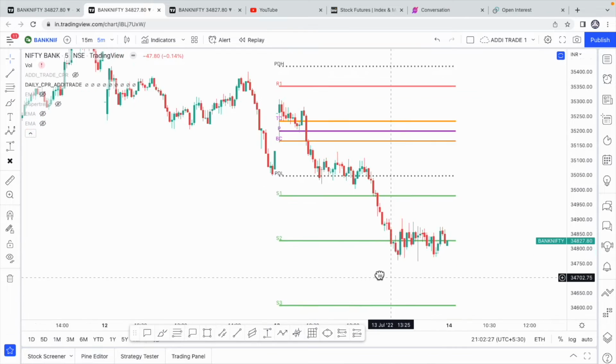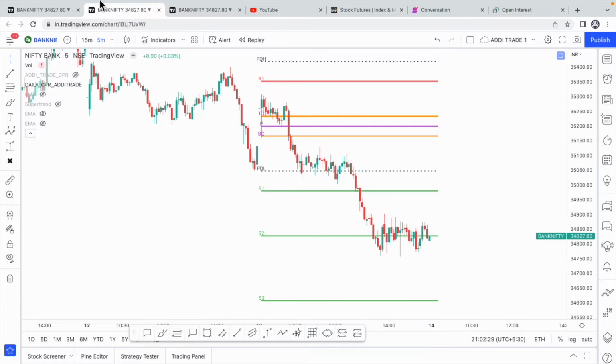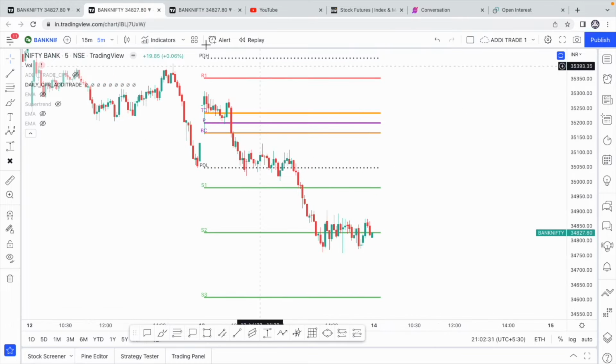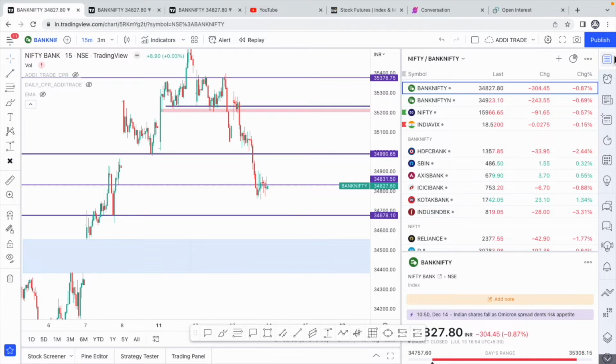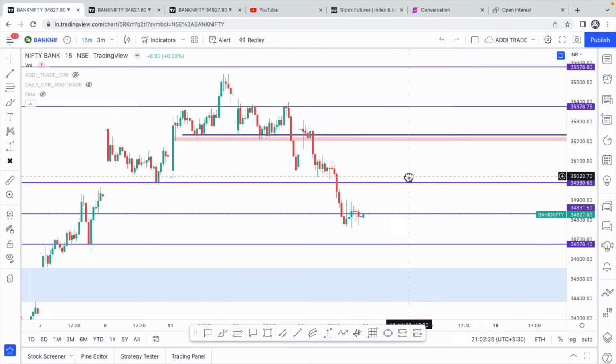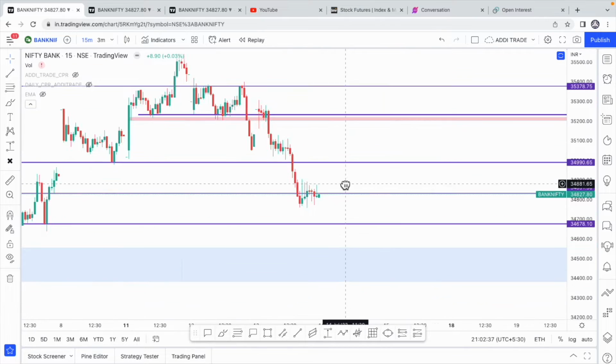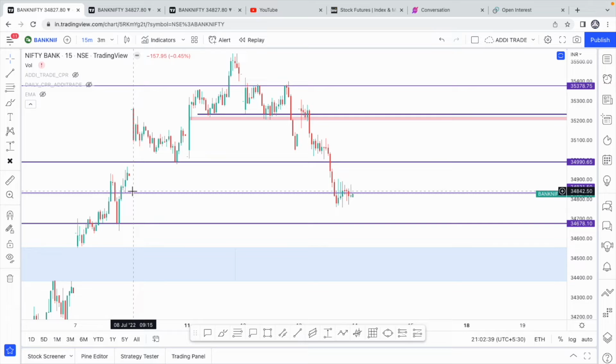Now, just to see what the trade possibilities are for tomorrow, I'm going to come to this chart where I have all the support and resistance marked manually. See, even this level we had marked yesterday, that we could possibly take support here. If we come down, we did take support around that area.